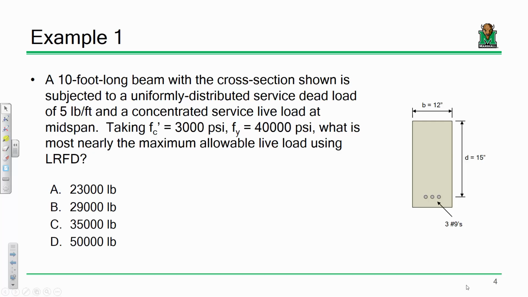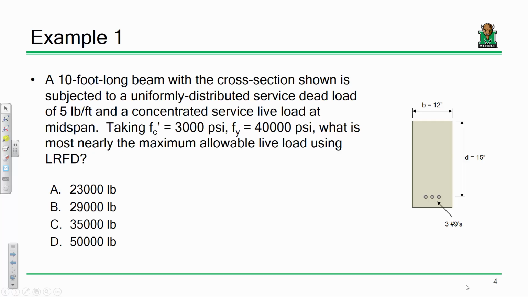So I have a 10-foot long beam with a rectangular cross section. It's 12 inches wide. It has an effective depth of 15 inches. Now notice that the total height of the beam hasn't been given, but honestly that really doesn't matter unless you need the self-weight of the beam.